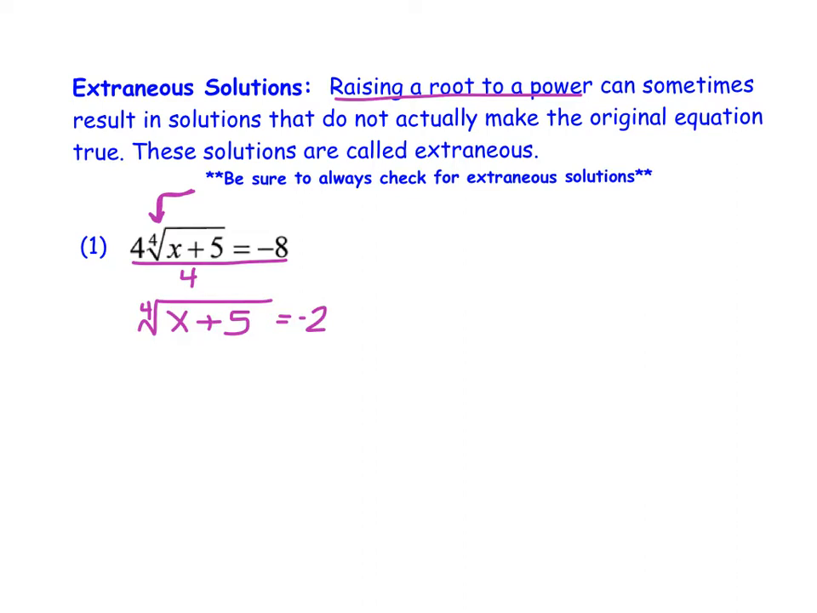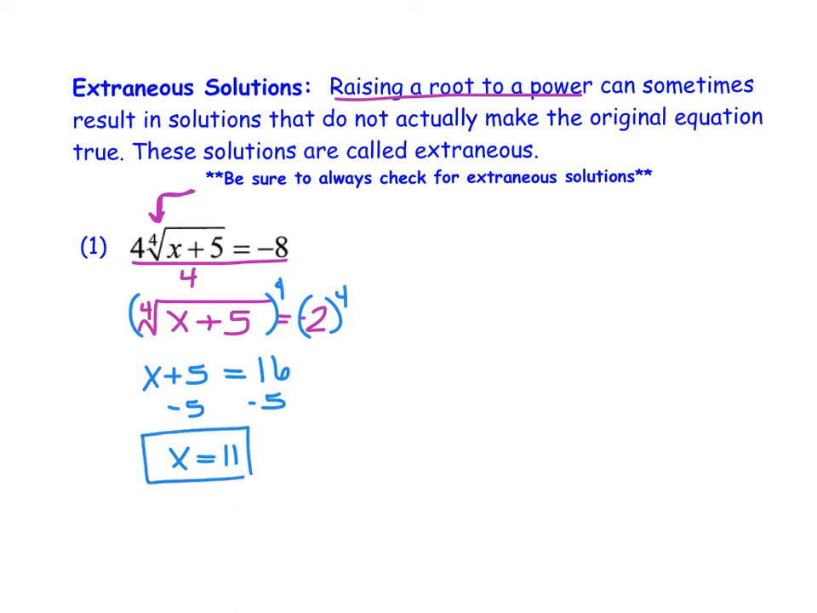Now we need to undo that root, and we do that by taking everything to the power of 4. So we get x plus 5 on the left, and then negative 2 times itself 4 times: negative 2 times negative 2 is 4, times negative 2 is negative 8, times negative 2 is 16. So we subtract 5 from each side, and we end up with x is equal to 11. And this appears to be our solution.